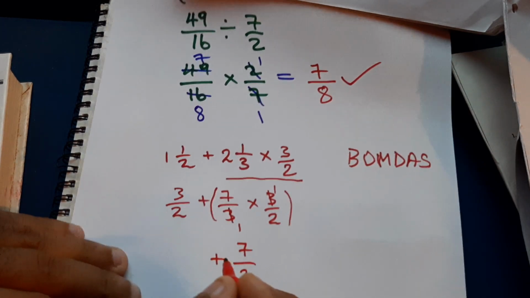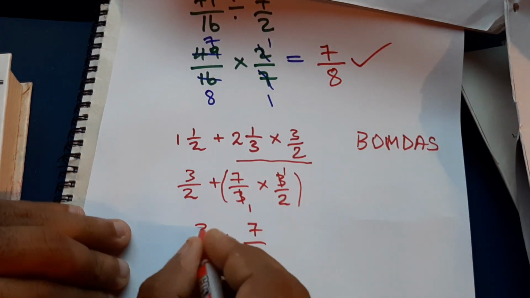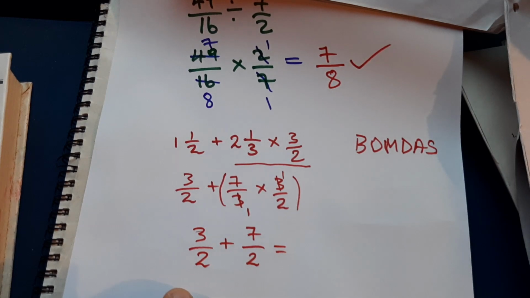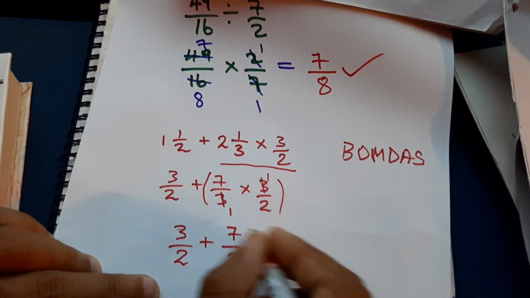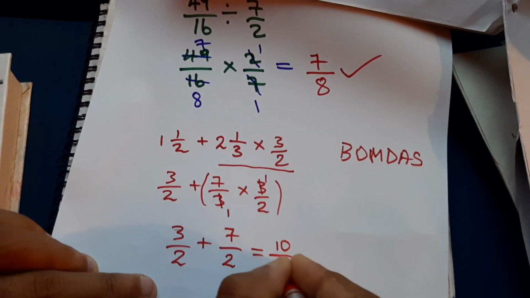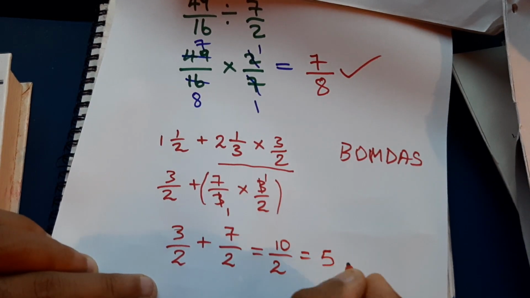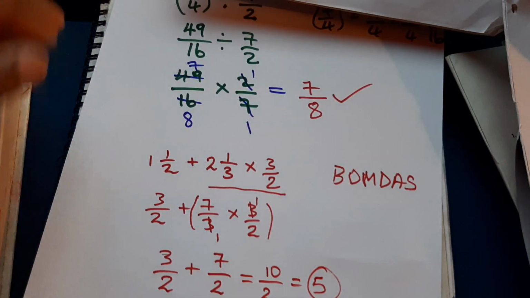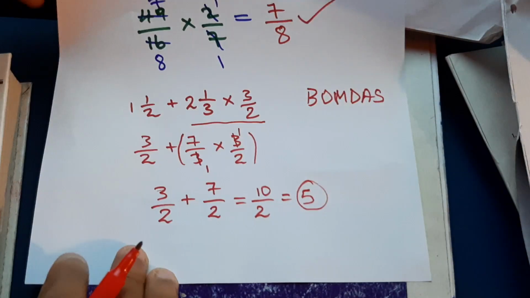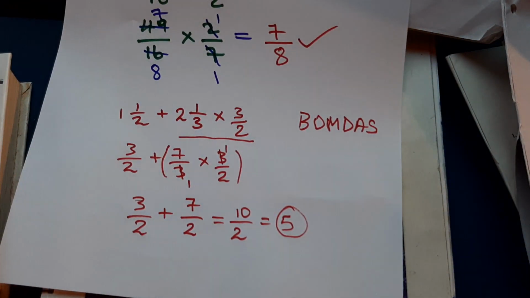Bring down my plus sign. Bring back down my 3 over 2. The denominators are the same, so what we're going to do is add the numerators. So I'm going to have 3 plus 7, that's 10. 10 over 2 is going to give me 5. So 5 would be the result for that question.